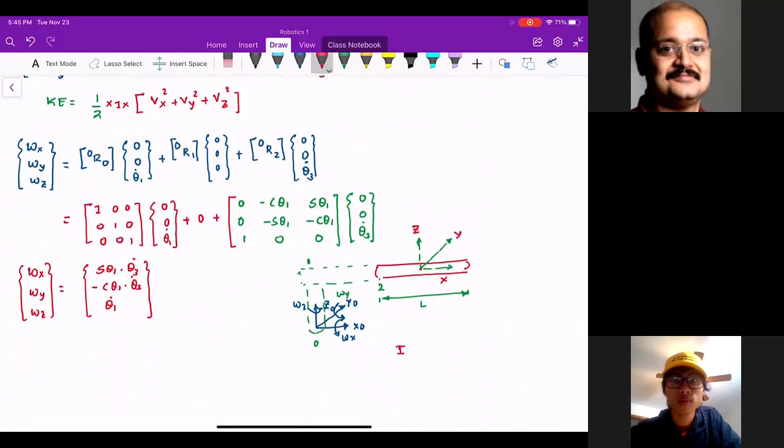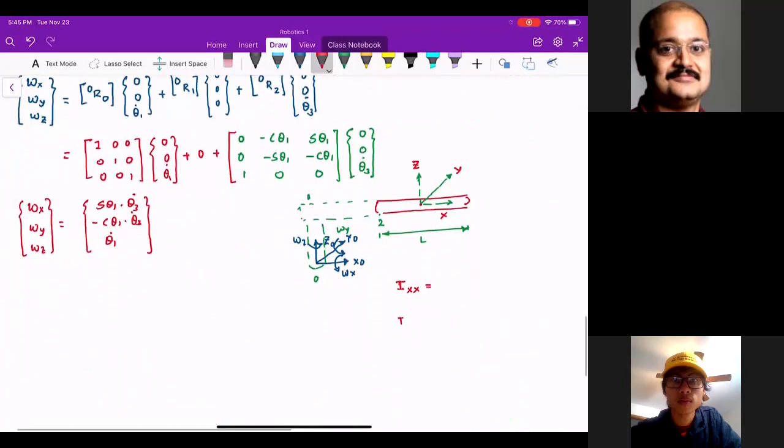So now tell me what is IXX for the slender rod. Tell me what is IYY for the slender rod. Tell me what is IZZ for the slender rod for this coordinate system. This is super important. This is where the students get it wrong. This centroid coordinate system must match the inertial coordinate system. And what is this? Tell me. This is L.